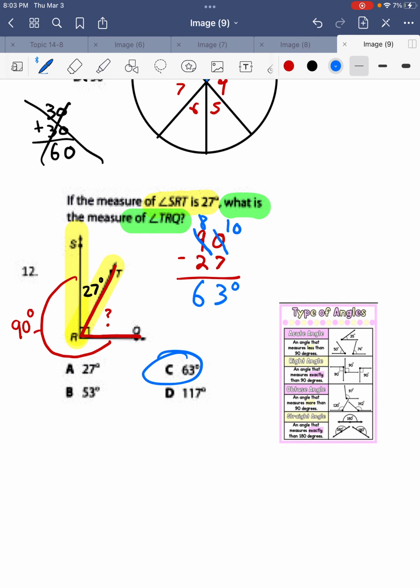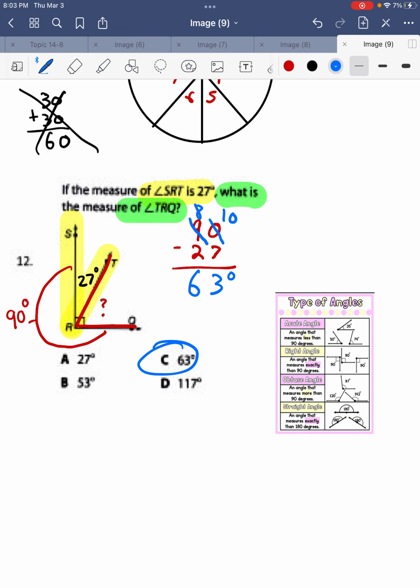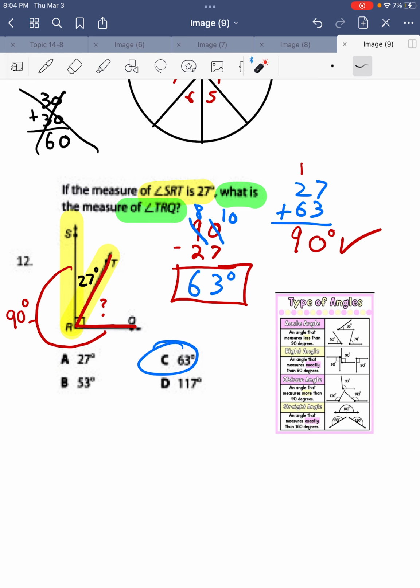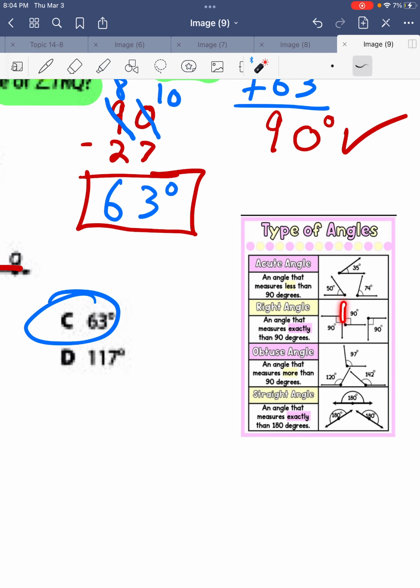If I wanted to check myself, I can say, okay, let's see. 27 plus 63, if I add them, I should get the whole measurement of the angle, which is 90. So let's see. 7 plus 3 is 10. Carry my 1, drop my 0. 6 plus 2 is 8, plus 1 is 9. So yes, that checks off. My answer is 63 degrees. And here in my anchor chart, I even have what a right angle looks like. It looks like a perfect L.